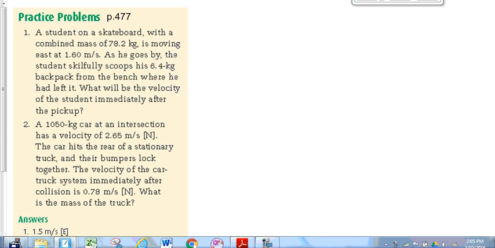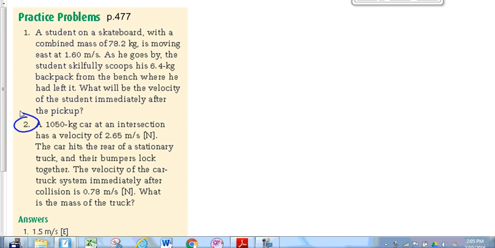We're going to go right into checking our homework today. It's page 477, 1 and 2, and we're going to go over question number 2. It says a 1,050 kilogram car at an intersection has a velocity of 2.65 meters per second to the north. It hits the rear of a stationary truck. Their bumpers lock together. That means that the two vehicles after the collision go off as one object. The velocity of the car-truck system immediately after is 0.78 meters per second. What's the mass of the truck?